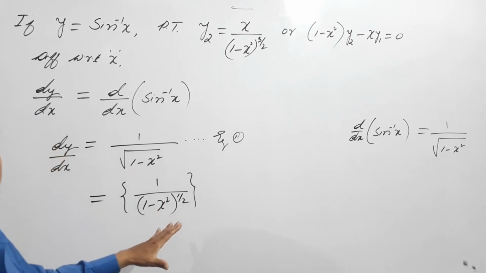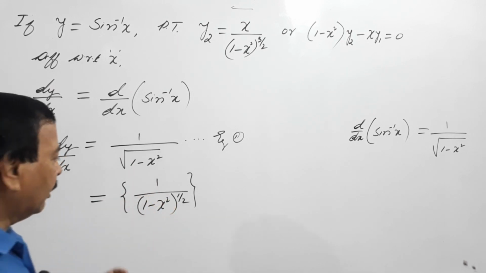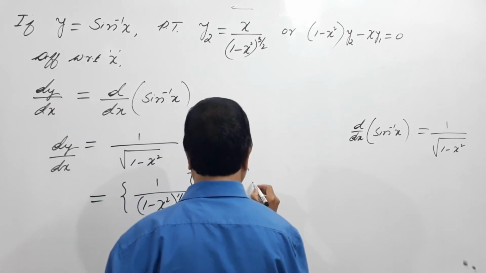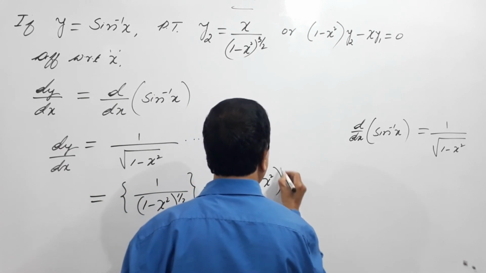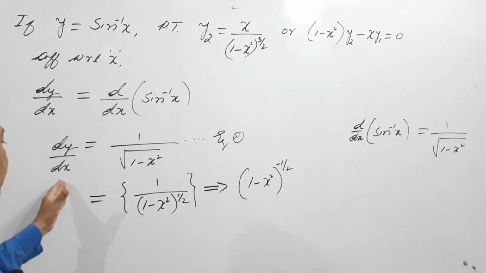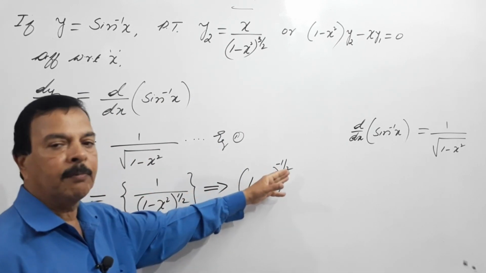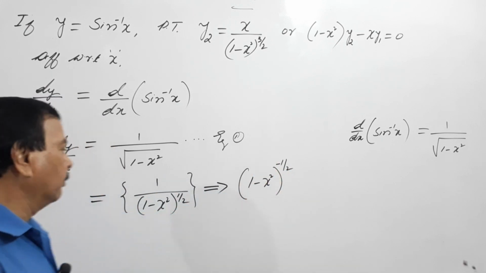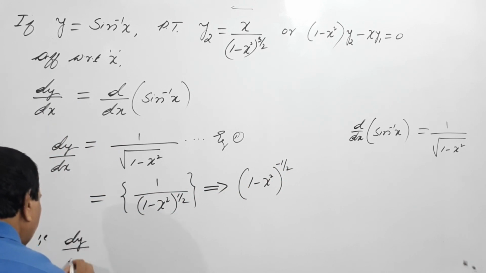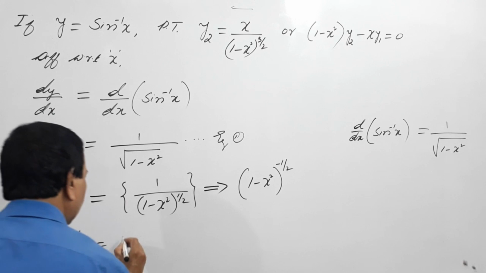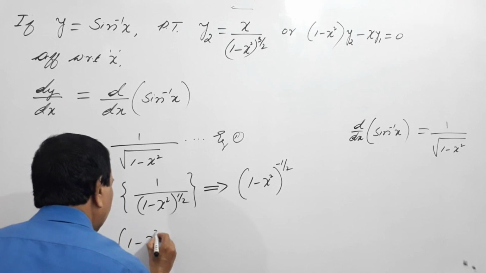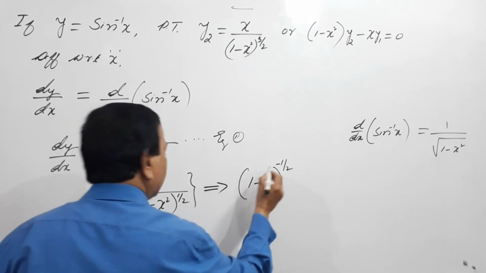So you know we cannot differentiate this, we have to bring it to standard form. What I will do, this is nothing but, if I bring it to the numerator, to the power of minus half. Can I do this? So finally dy by dx will be 1 minus x square to the power of minus half. So from this we can differentiate now. dy by dx equals 1 minus x square to the power of minus half.